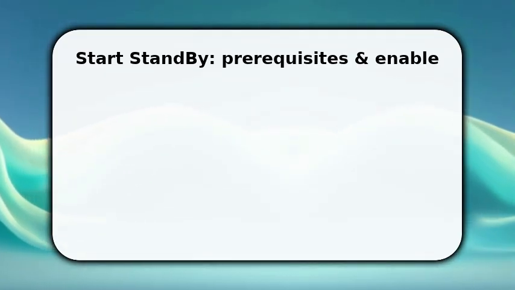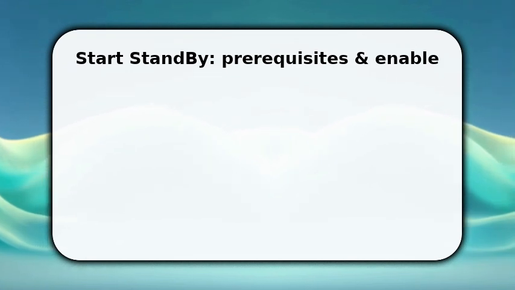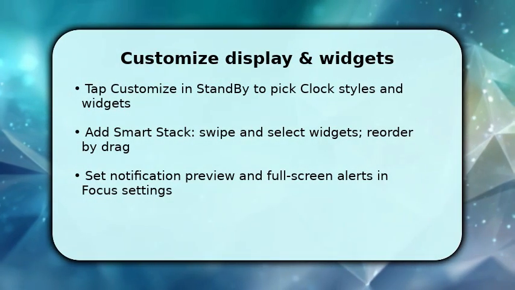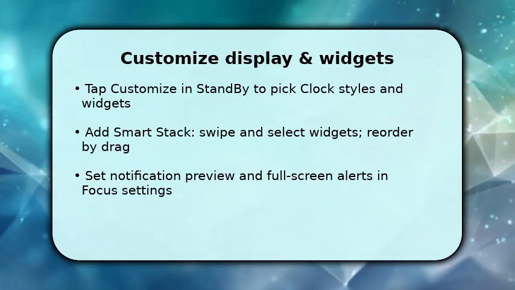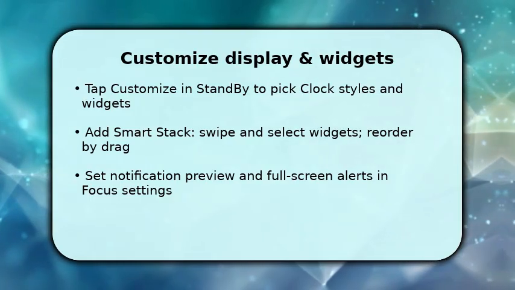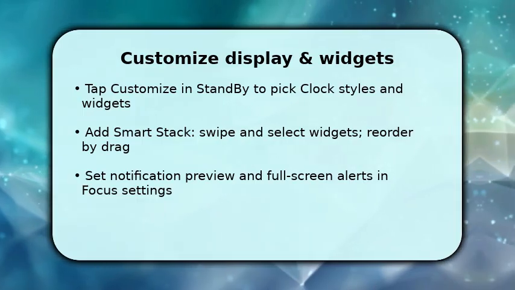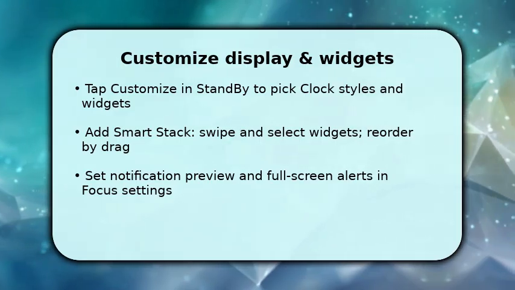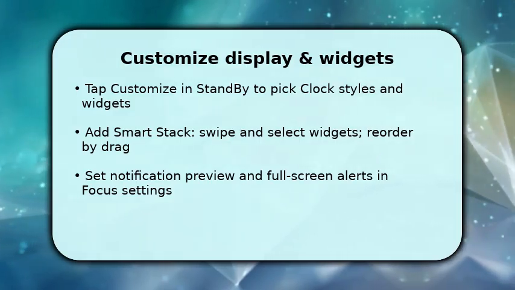Now place the phone in landscape to trigger standby. You now customize what appears when standby activates. Tap Customize on the standby screen and pick a clock style, then add widgets like calendar, home, or weather. Drag to reorder for priority info. Once widgets are placed, adjust their sizes and content sources so the data stays relevant.